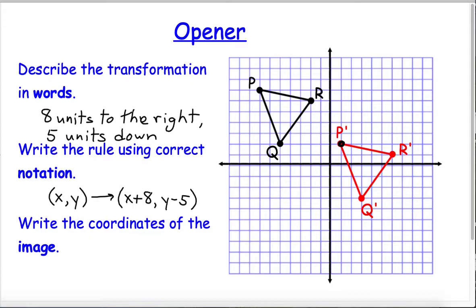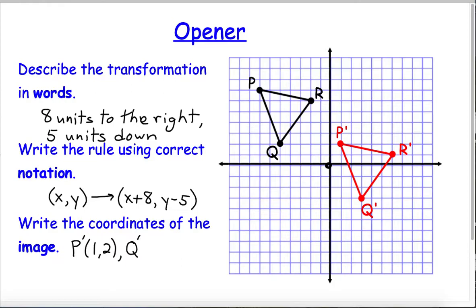All right, the third thing says write the coordinates of the image. Now, when you're listing coordinates, we don't even have to worry about the original. The image is what we get afterwards, and you know which one's the image because of the little tick marks, P prime, Q prime, and R prime. All right, so let's start with P. P's coordinates are 1, comma 2. So I'm going to write P prime, 1, comma 2.